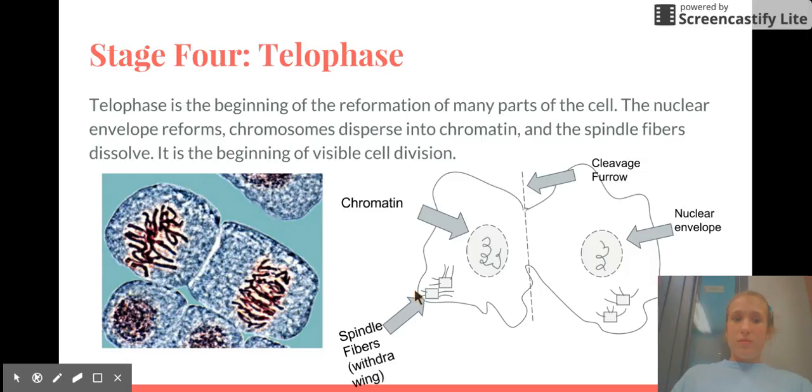Telophase, the 4th stage of mitosis, is the beginning of the reformation of many parts of the cell. The nuclear envelope reforms, which we saw in prophase, it was breaking down, so now it's reforming, but of course there are 2 cells now. The chromosomes, which used to be represented as X's and half X's, are now dispersed into chromatin, the squiggly line in the middle of the nucleus, and the spindle fibers dissolve. It is the beginning of visible cell division.